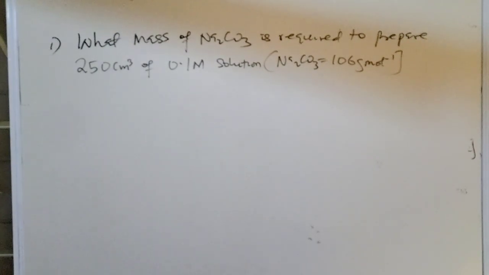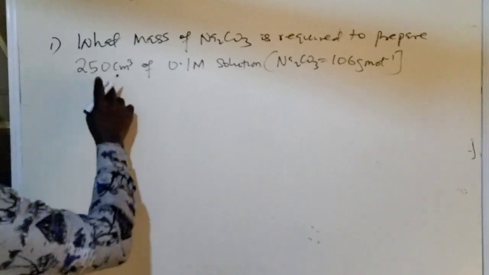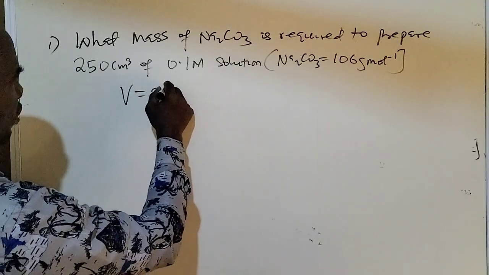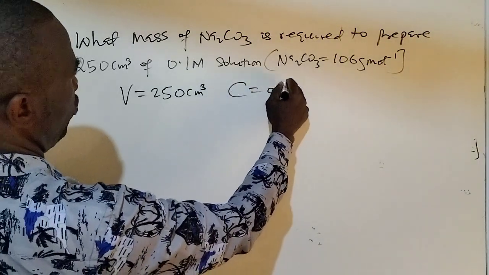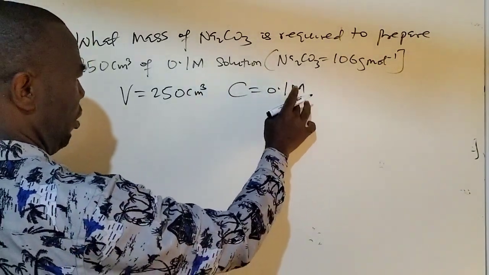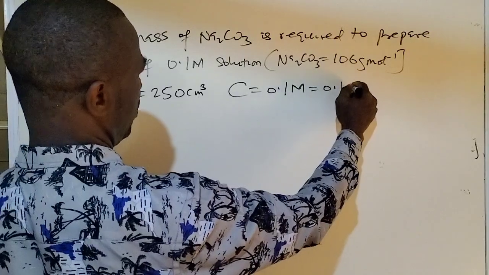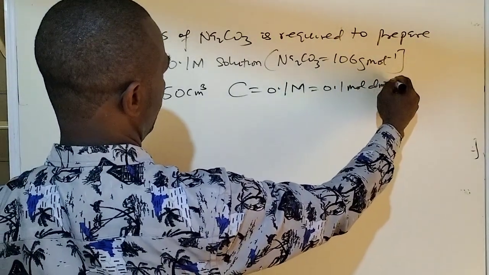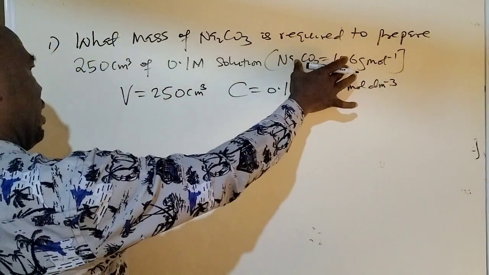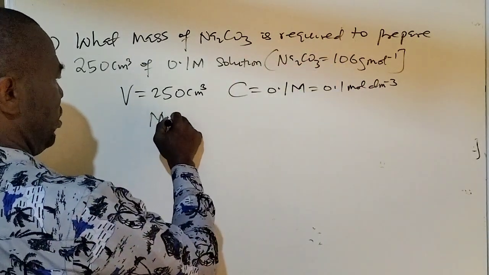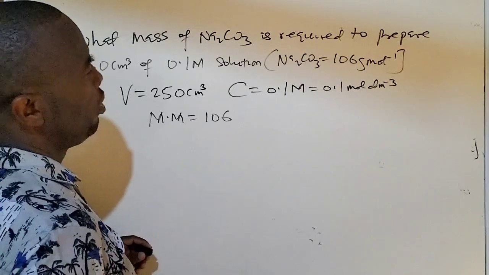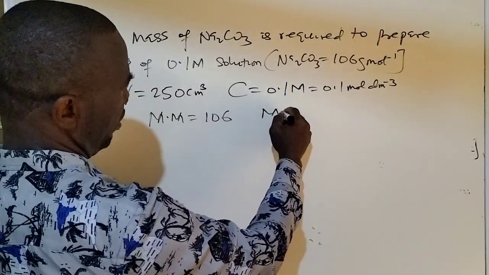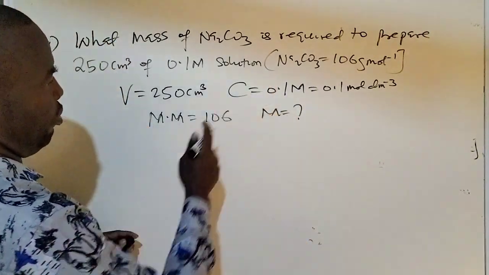So from the information given to us, the volume of the solution is 250 cm cube. The concentration is 0.1 molar, or 0.1 mole per dm cube. This is the molar mass given to us. So the molar mass of the substance is 106 gram per mole. We're looking for the mass required to prepare this concentration.